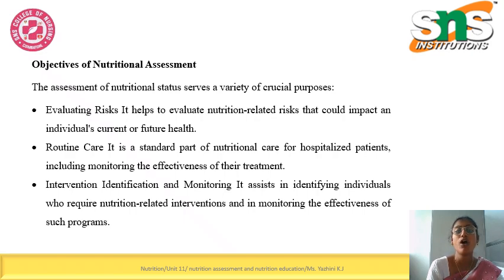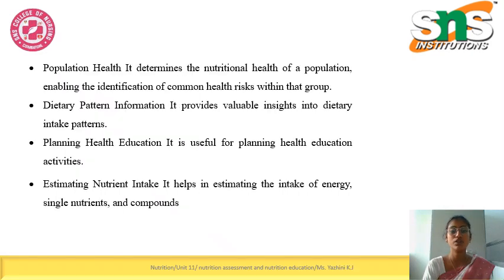The third is to identify who needs interventions, like supplements for malnourished patients, or tracing how well the programs work. We have to assess it all. For populations, it reveals overall nutritional health and common risks, such as vitamin D deficiency in urban areas, and it gives insight into dietary patterns and what foods people prefer and why. This is golden for planning health education, like workshops on balanced meals.